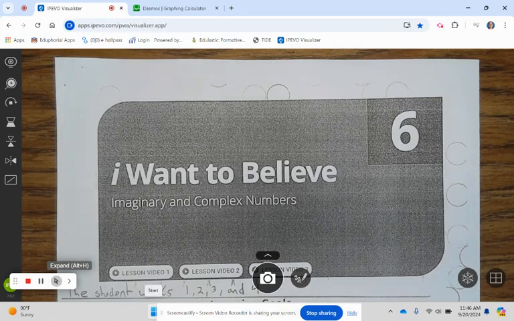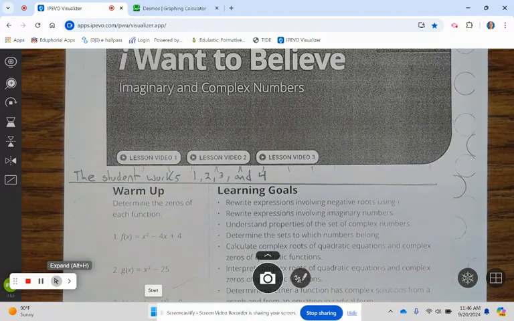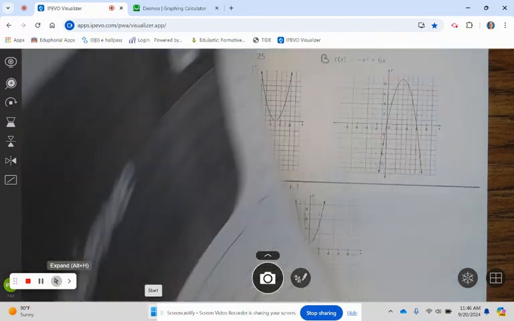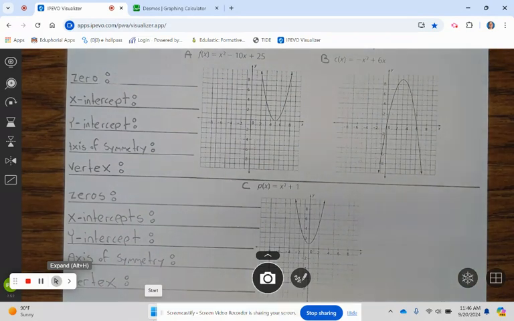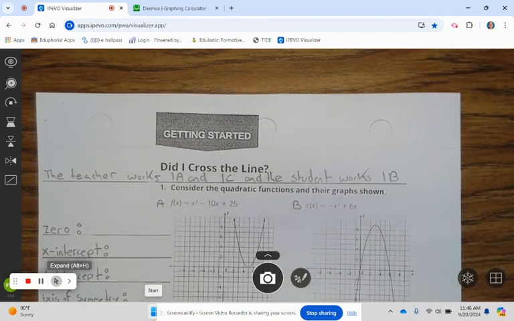Okay, Wildcat, so we're at 6. I want to believe imaginary and complex numbers. The student works 1, 2, 3, and 4. All right, let's take a look at the next page. All right, the teacher works 1A and 1C, and the student works 1B.